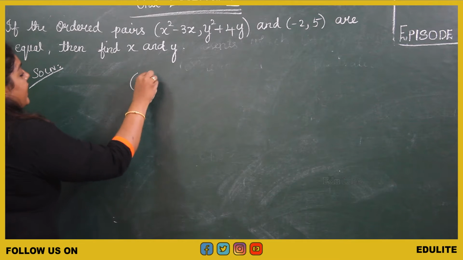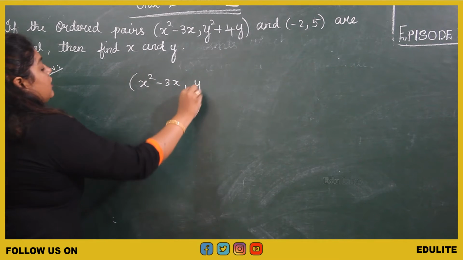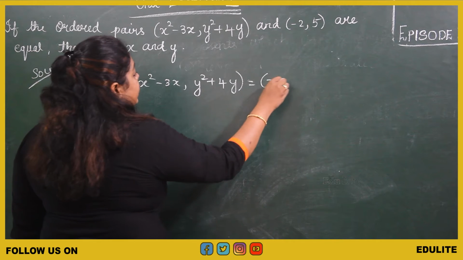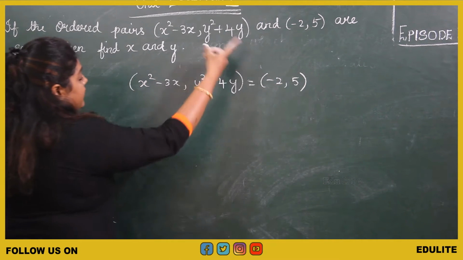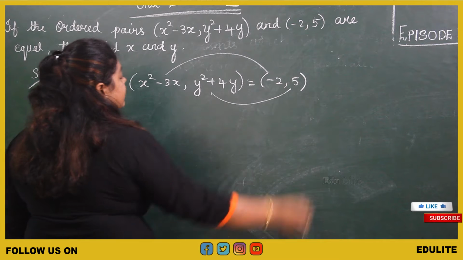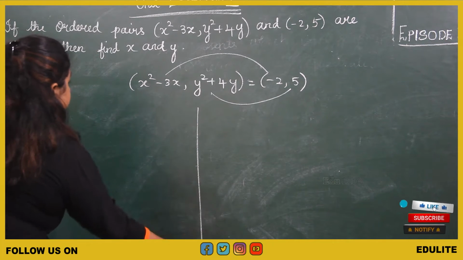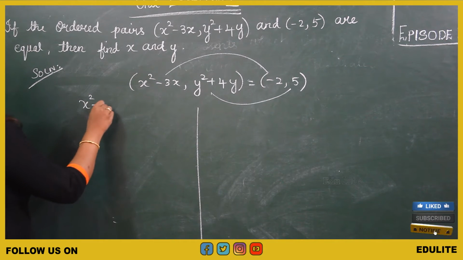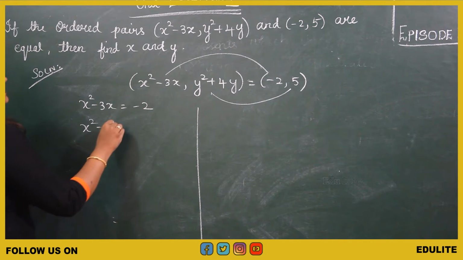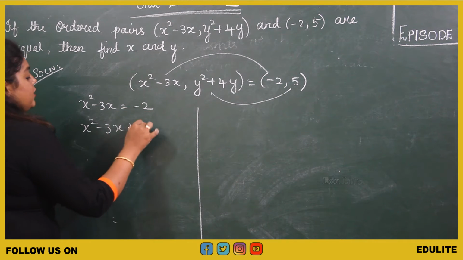So (x squared minus 3x, y squared plus 4y) equals (minus 2, 5). According to the question, these two are equal. So we have to pair the first element with the first element, and the second element with the second element. Let us do it. x squared minus 3x equals minus 2, so x squared minus 3x plus 2 equals 0.